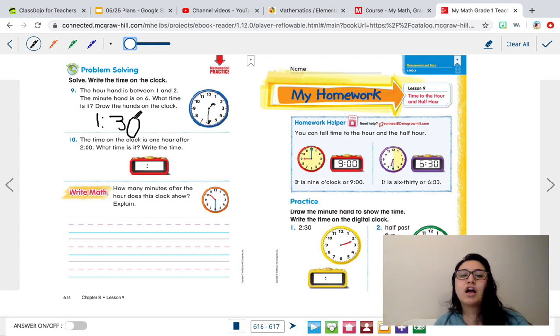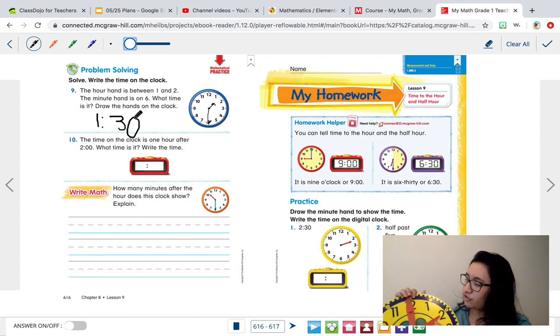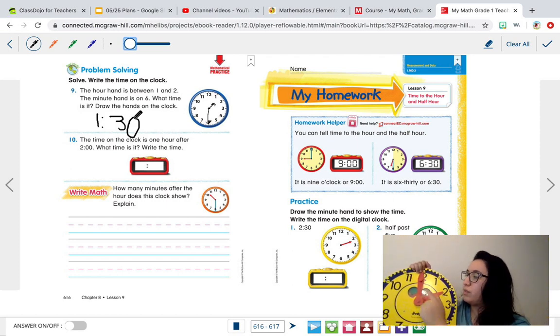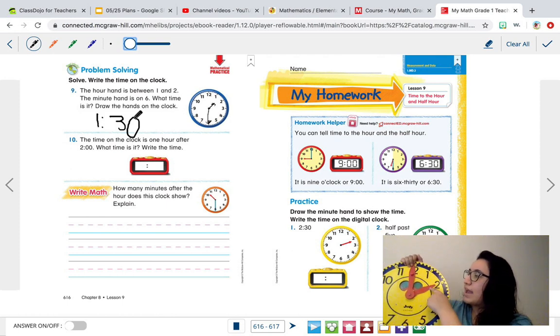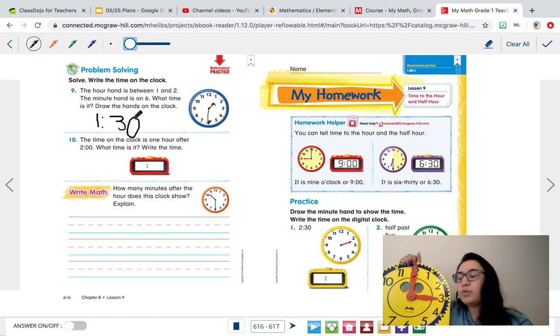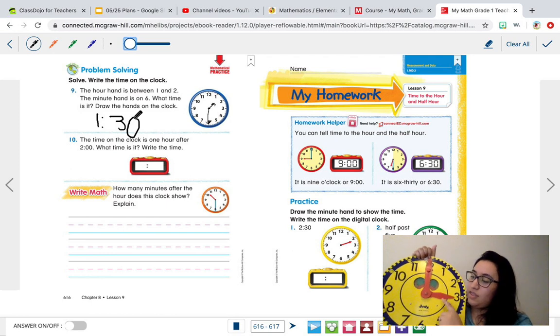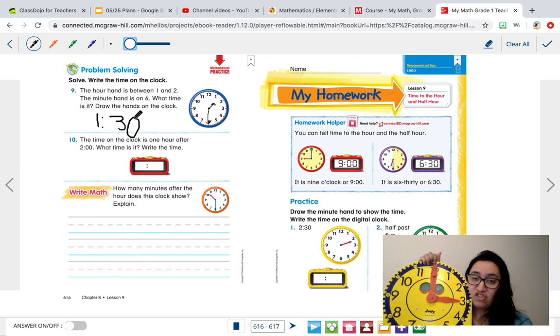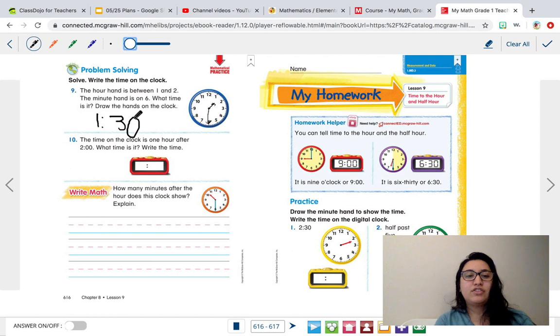Now, the time on the clock is 1 hour after 2. Well, all we need to do is look at 1 hour after 2. So here's 2 o'clock right here, where it's facing the 2 and the 12. But what's 1 hour after 2? So we went all the way around the hour, and 3. So we just added 1 hour, and we found out that the 1 hour after 2 is 3 o'clock, okay? So we're going to write 3 on the hour side and 00 on the minute side, okay?